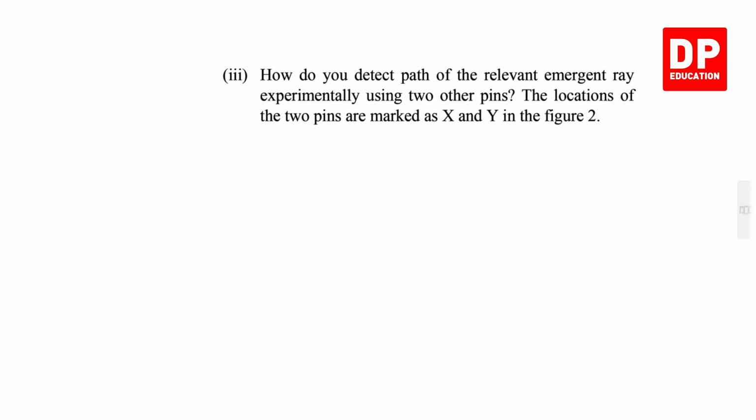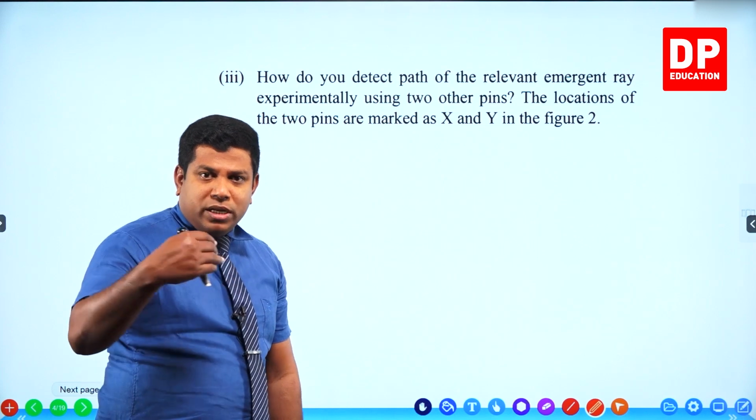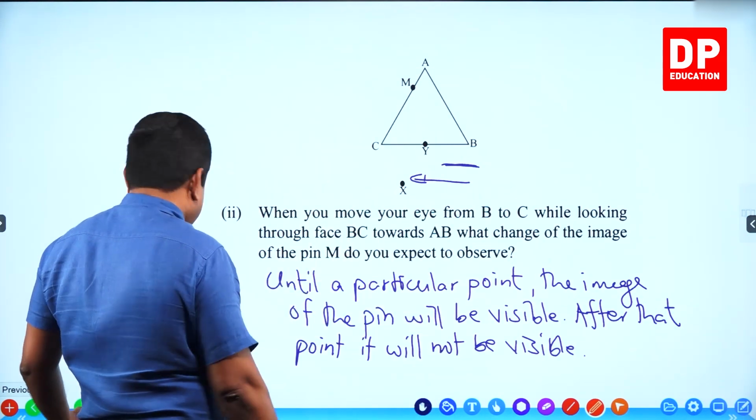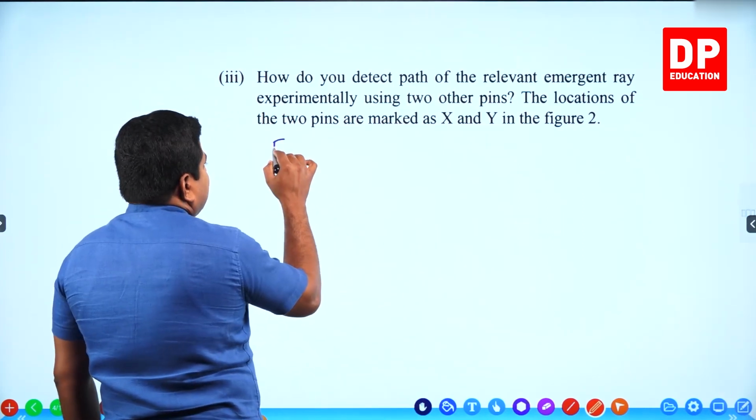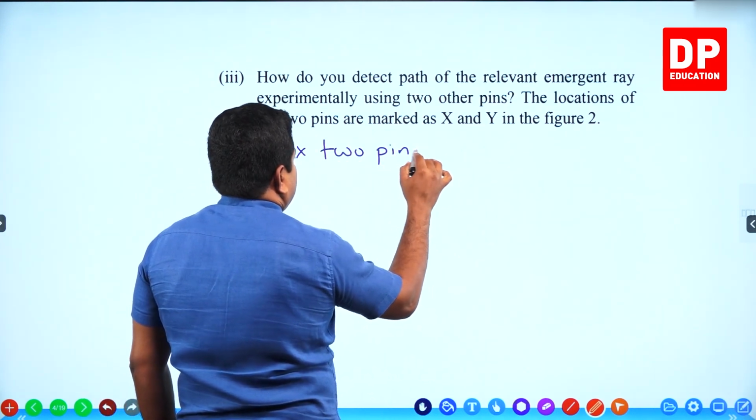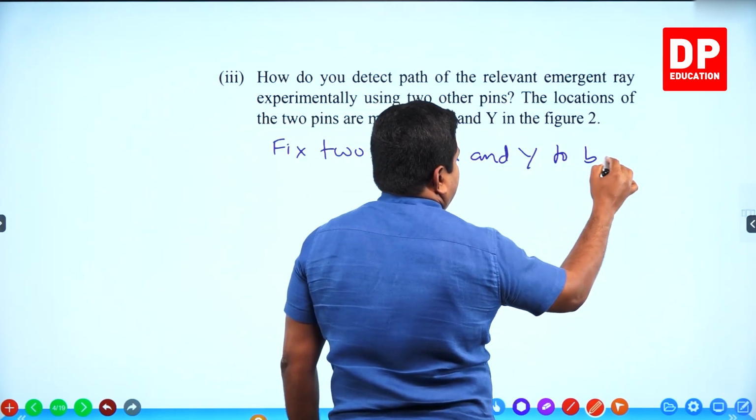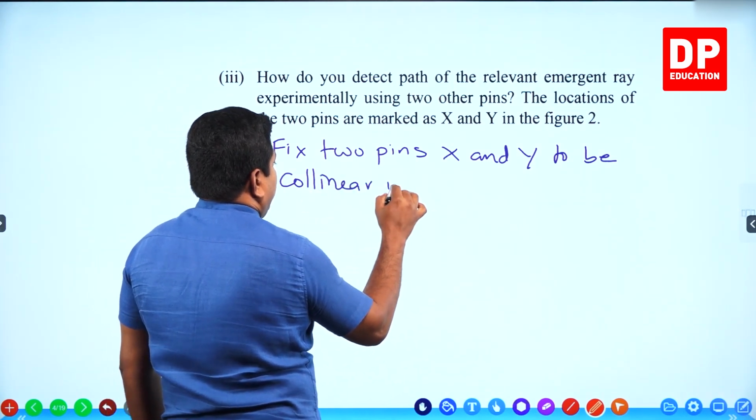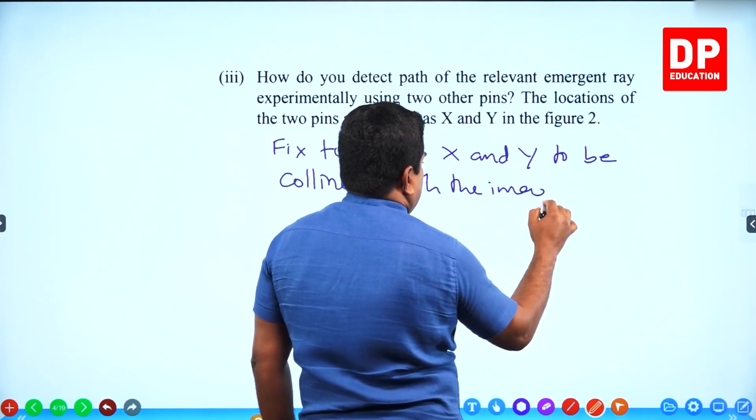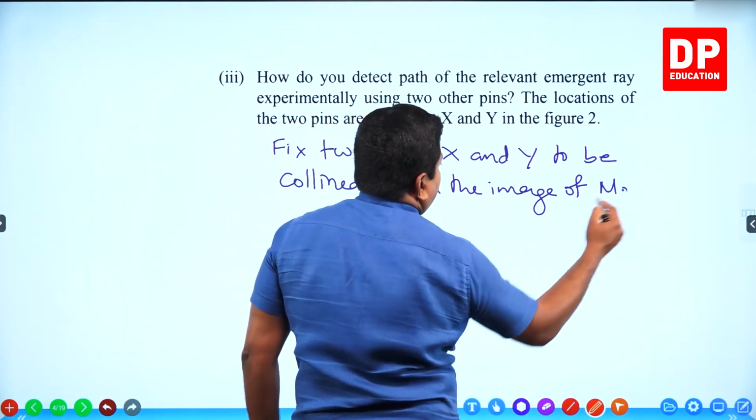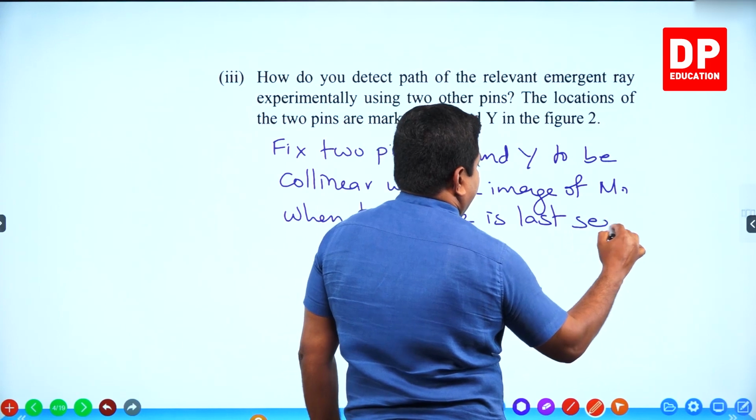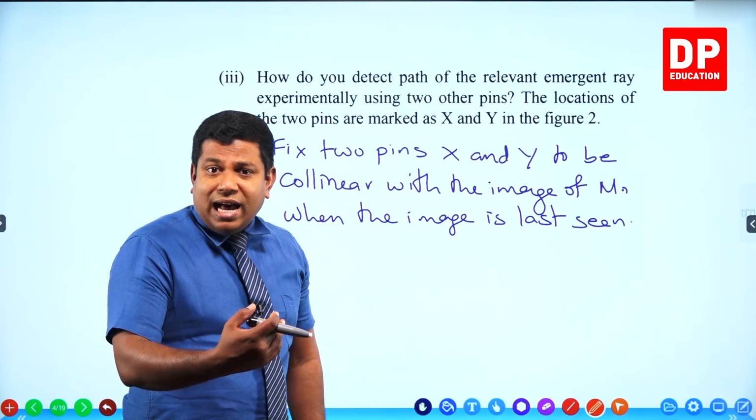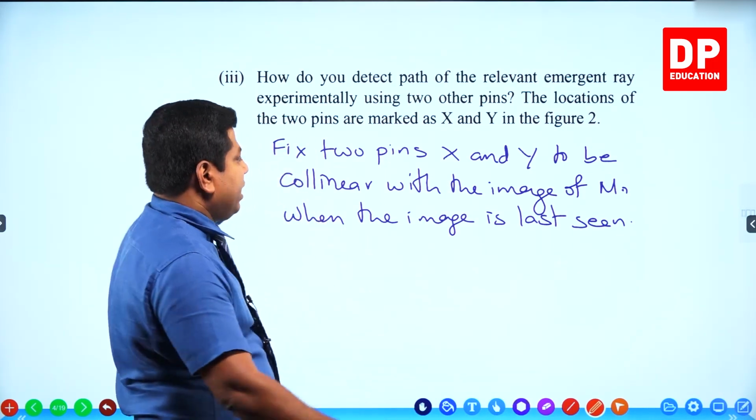Next, how do you detect the path of the relevant emergent ray experimentally using two other pins? The locations of two pins are marked as X and Y. You observe through BC and fix two pins X and Y to be collinear with the image of pin M when the image is last seen. When you are moving your eye from B to C, at the last point where you see image M, fix the two pins X and Y. Draw XY.